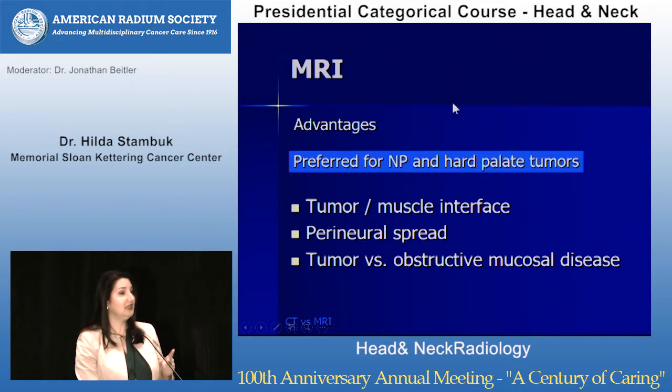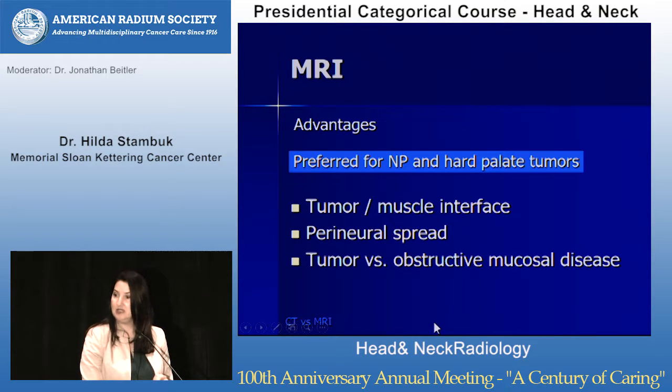I'm going to stop right here and tell you, even though I like CT and I like MRI, it's imperative to have MRI for nasopharynx and hard palate tumors. Why is that? MRI is superior because it shows you the tumor-muscle interface well. That's good for all subsites. But nasopharynx and hard palate tumors have a propensity for perineural spread of disease, and that's where MRI excels over CT. When hard palate tumors grow north, they can go into the maxillary sinus, and you can easily on MRI see tumor versus post-obstructive disease. That's not as easily done on CT, and that's the advantage of MRI in that scenario.